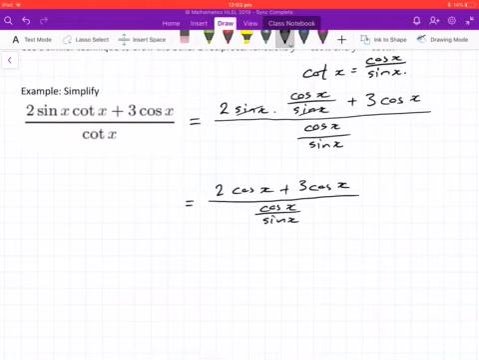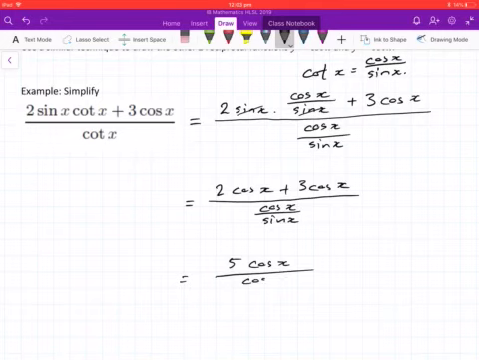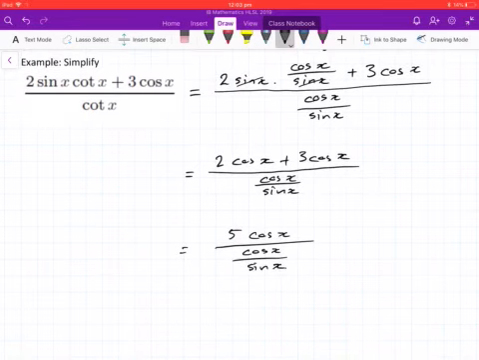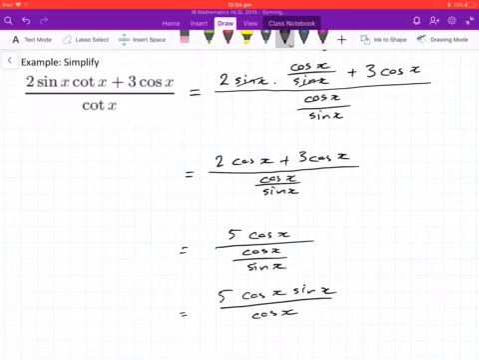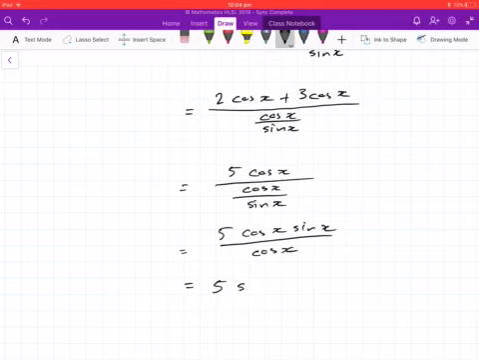Now the numerator becomes 5 cos x. Could have done that in one step, but that's okay. Cos x over sin x. Now, the cos x's, well, outside on top, inside on the bottom. So this actually becomes 5 cos x sin x over cos x. And if we just simplify, it ends up just being 5 sin x.